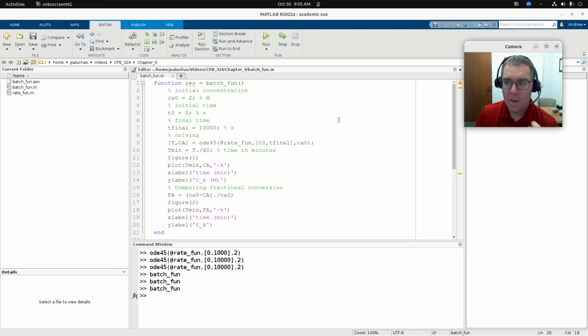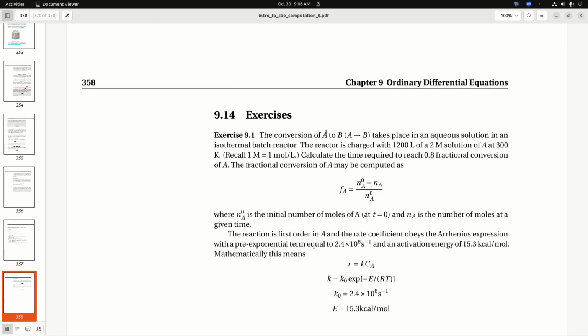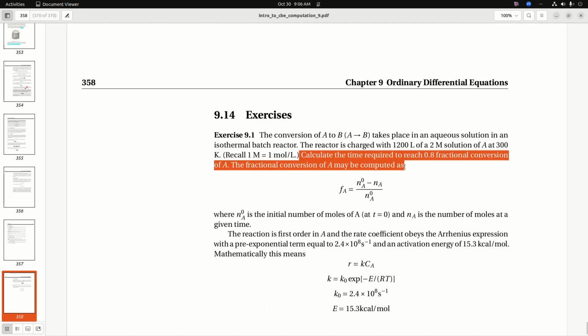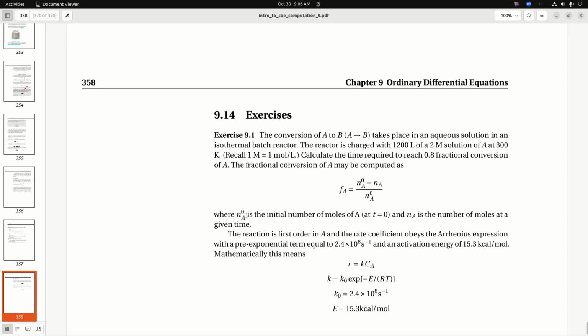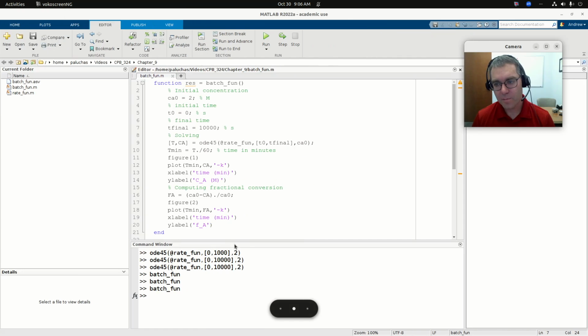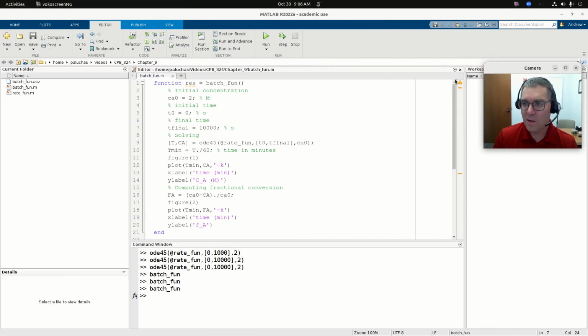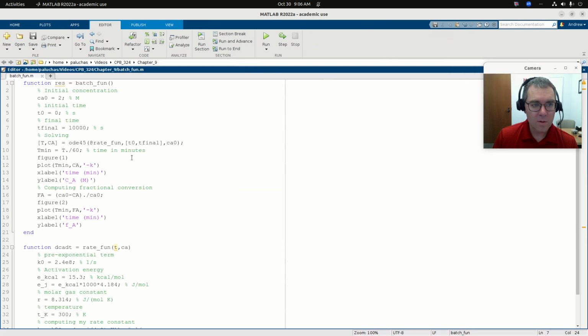Okay. All right, but let me try and look at what the problem asks for. So I solved it. We've got some nice plots. We're asked to calculate the time required to reach a fractional conversion of 0.8. Cool. All right, so I have kind of a lot of stuff here. And that's okay. So again, I'm going to maximize this.